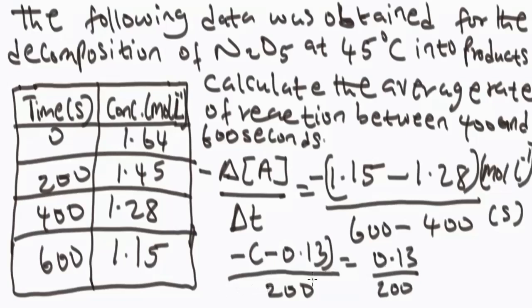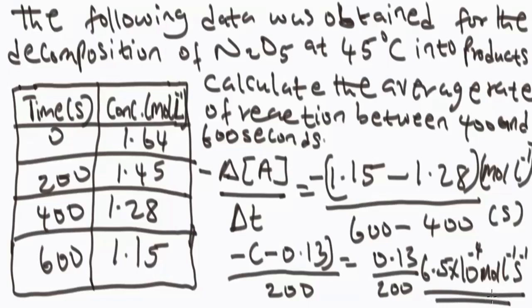So let me use my calculator. 0.13 divided by 200. We're going to have the value to be 6.5 times 10 to the power -4. So you input the unit, which is mole per length per second. This will be the answer to this question. Now we have solved this problem on average rates of reaction.